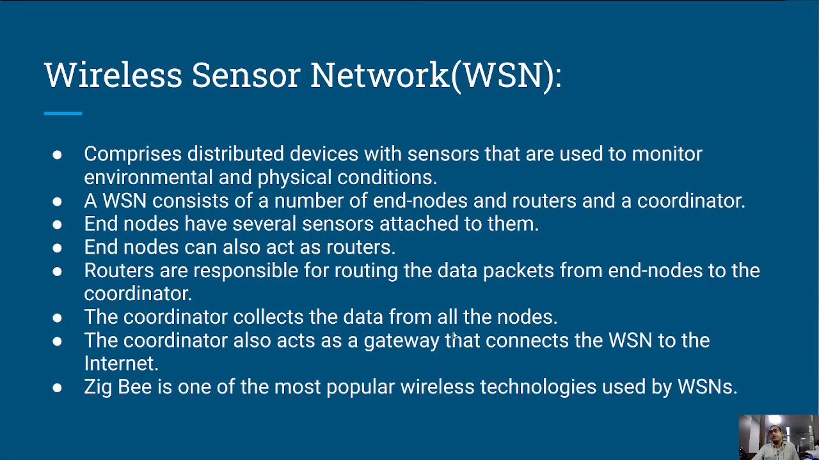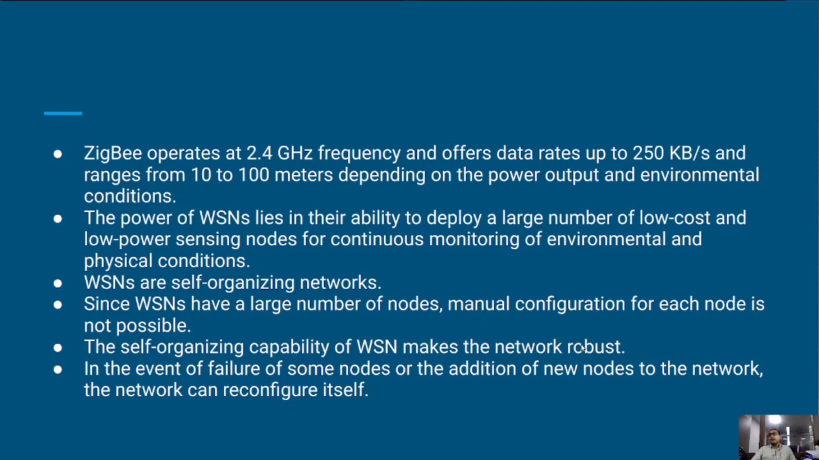One of the most important wireless technologies that is used in wireless sensor networks is Zigbee, and it actually operates in the 2.4 gigahertz band and can offer data rates up to 250 kbps. The range of Zigbee is around 10 to 100 meters depending on the power output and environmental conditions. And the power of WSNs lies in the ability to deploy a large number of low cost and low power sensing nodes. So these are again self-organizing networks.